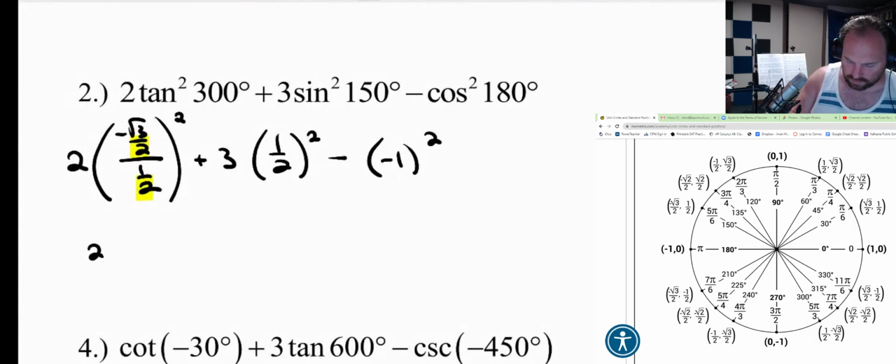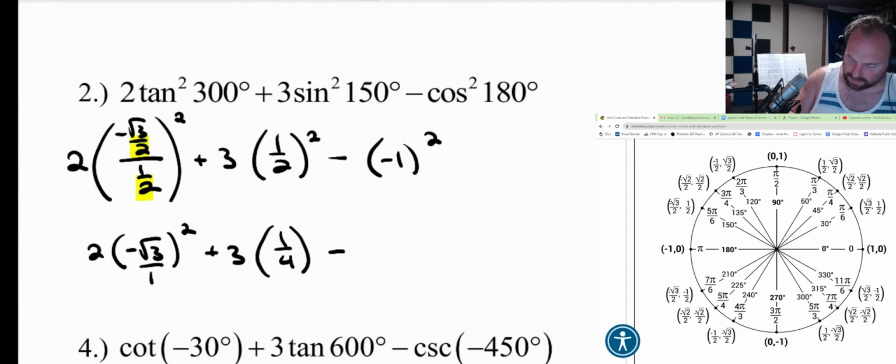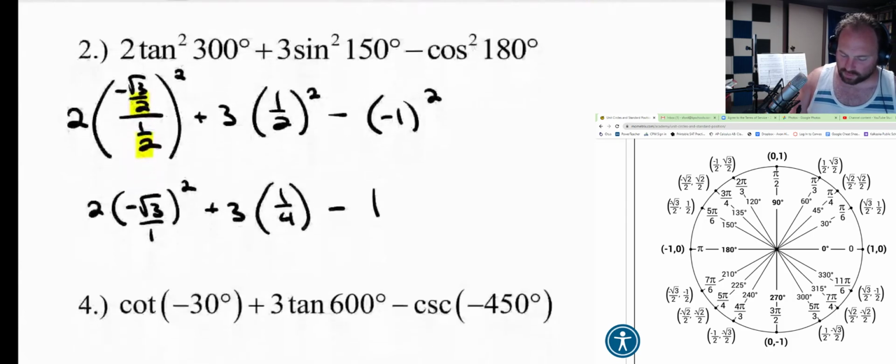So we're going to have 2 times the negative square root of 3 over 1 squared. I guess I could put it there. Plus 3 times 1/4. I'm going to start working on this step by step. Minus 1. And that is subtraction, because negative 1 squared is positive 1, but it's being subtracted. The negative square root of 3 squared actually becomes positive 3.